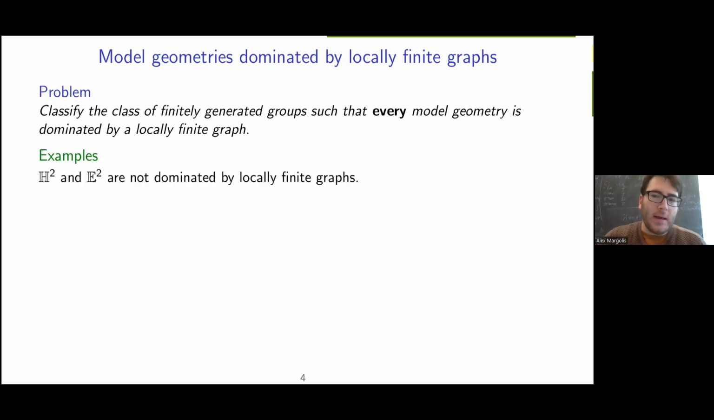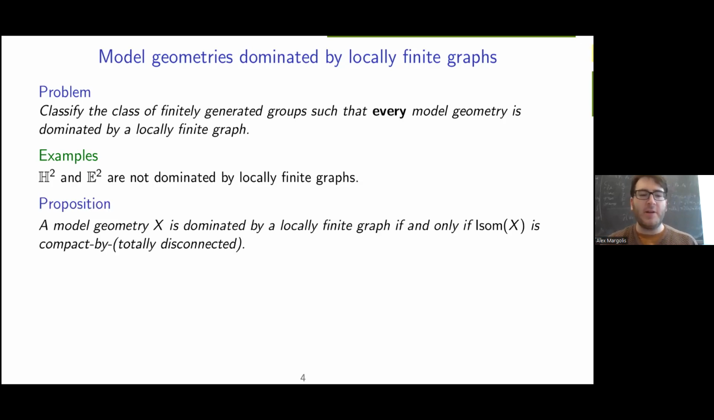An example of a model geometry that's not dominated by a locally finite graph is either the Euclidean plane or the hyperbolic plane. And you might think, okay, these aren't locally finite graphs, but maybe you can dominate these by some locally finite graphs in some clever way. Maybe there's some interesting, weird locally finite graph that you can come up with, which does dominate these spaces. And the answer is no, you can't. And that's a consequence of this proposition, which is fairly straightforward. I'll talk about the proof in a minute.